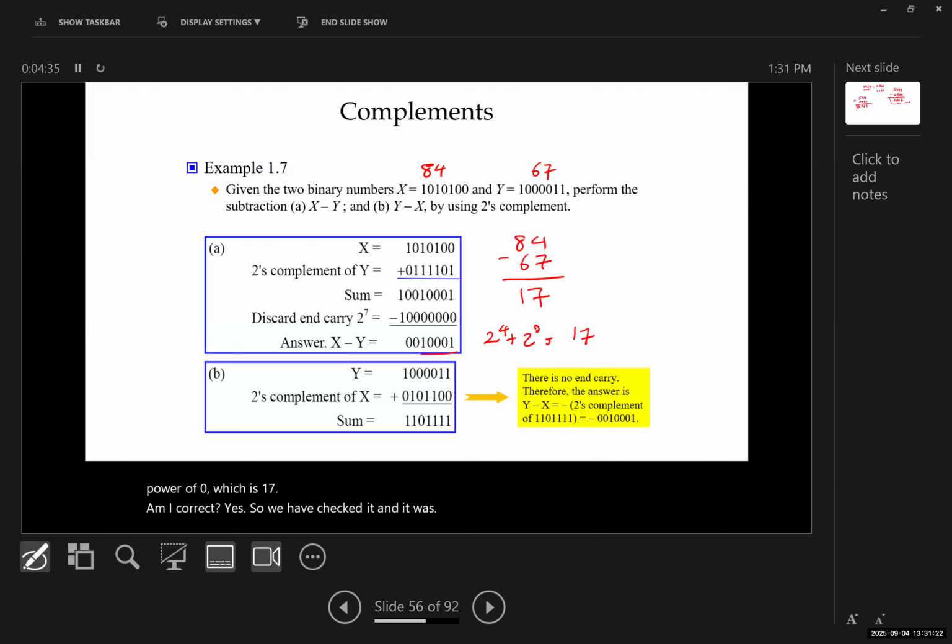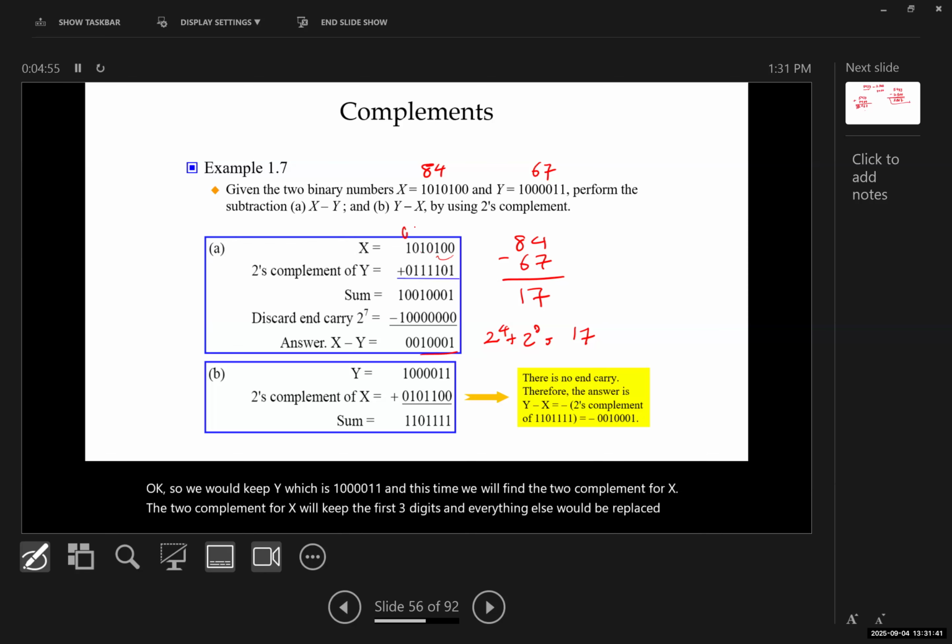Now let's do y minus x. So we would keep y, which is 1000011. And this time we will find the 2's complement for x. For the 2's complement of x, we would keep the first 3 digits, and everything else would be replaced with its complement. So this is going to be 0101100.